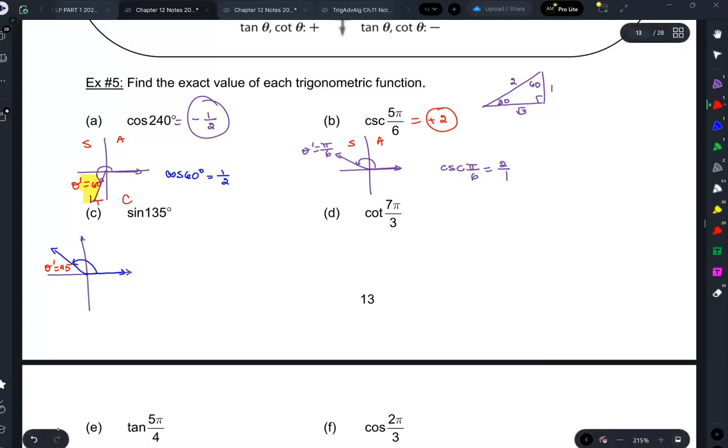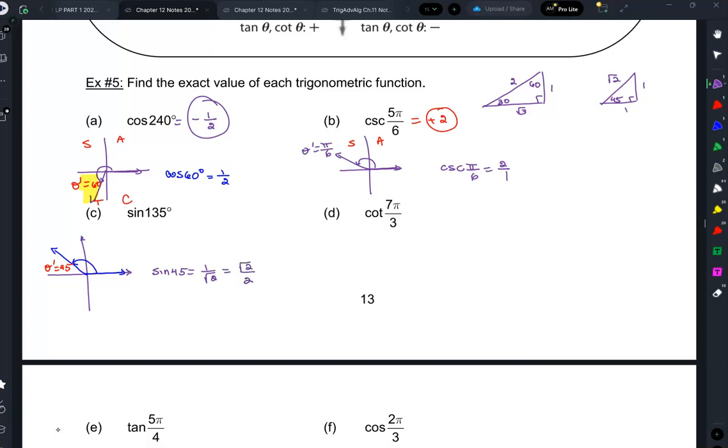Okay, what we need to find is now sine of 45. But we know how much that is because it's 1 over root 2. So sine of 45 is opposite over hypotenuse, 1 over root 2, which is root 2 over 2. And in this quadrant, all students take calculus, sine is positive. So here we go.